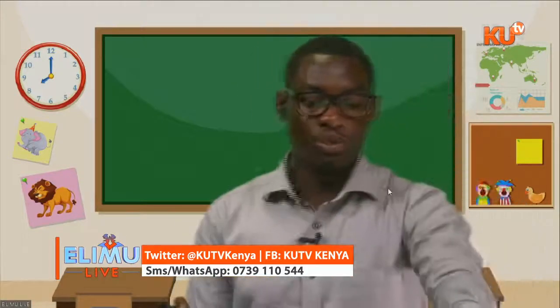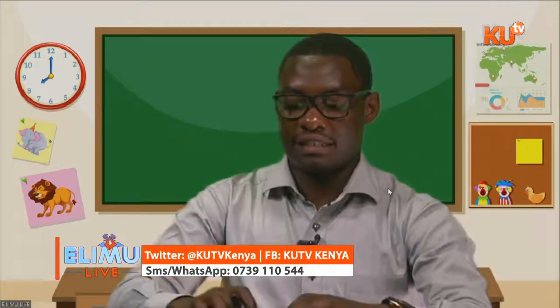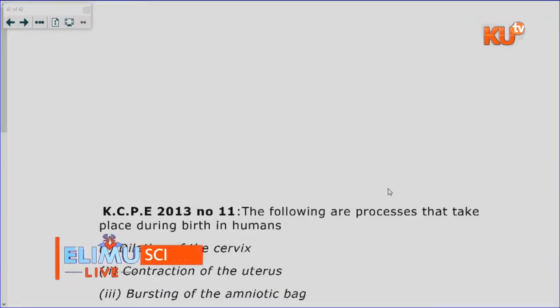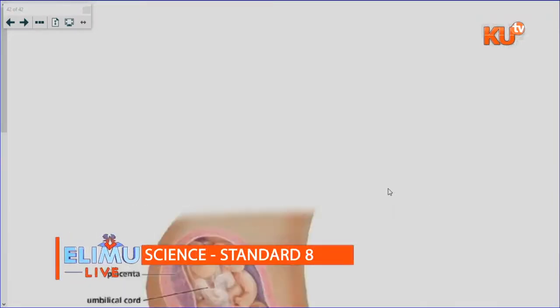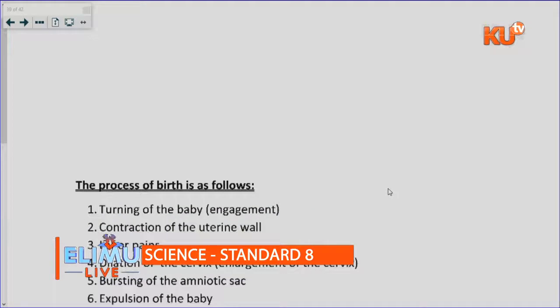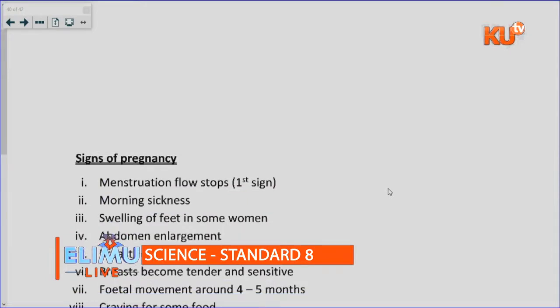How do you know that someone is pregnant? There are different signs of pregnancy, and the first sign is that menstruation flow stops. Menstruation flow stops, that is the first sign of pregnancy. Morning sickness starts. This is sickness that pregnant women experience in the morning.